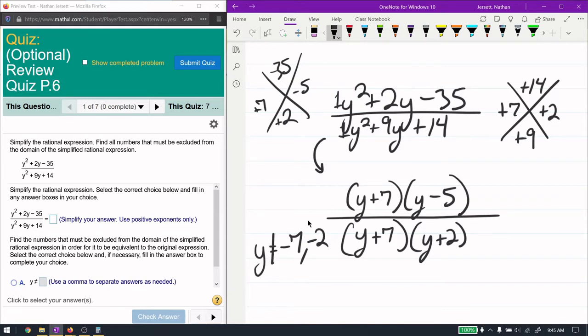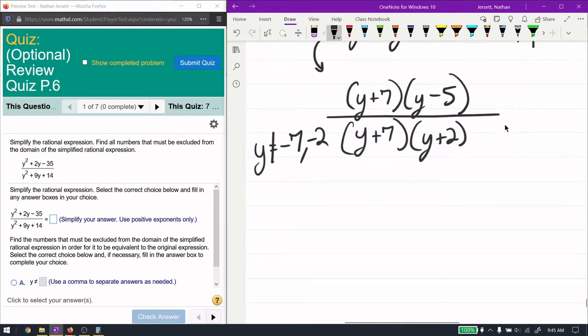After you factor it and before you do anything else, make sure you ask this question. And you always need to ask this question whenever you have a fraction, a division with potential to divide by 0. That's very, very important to note. Now we have these two parts and we can simplify this expression. Those cancel, and that gives us y minus 5 over y plus 2. There's nothing else we can cancel here.